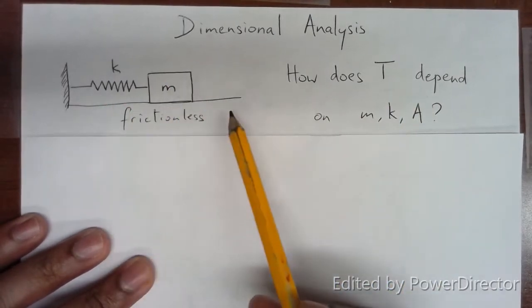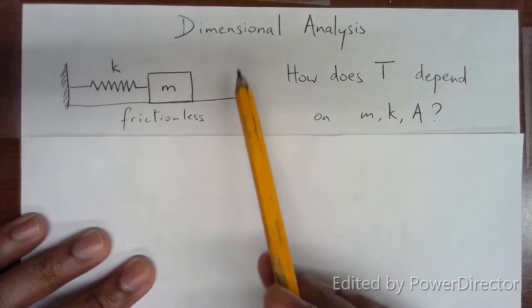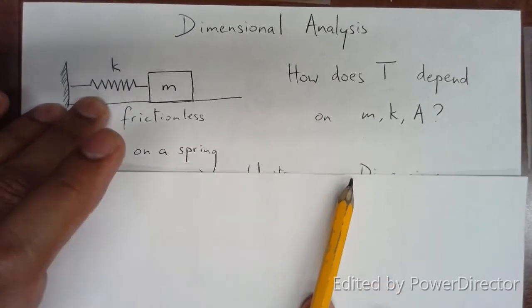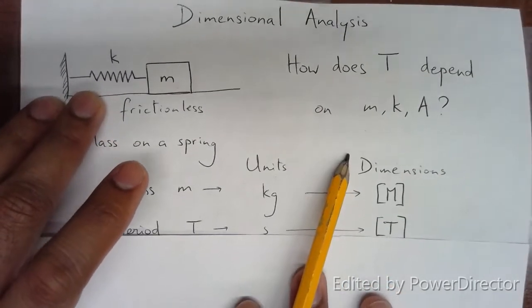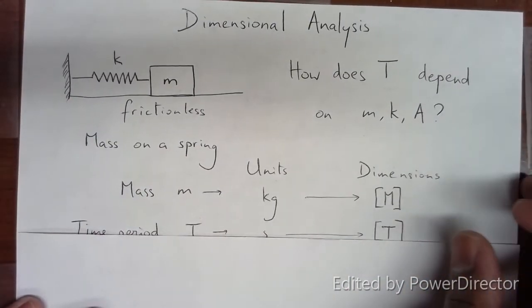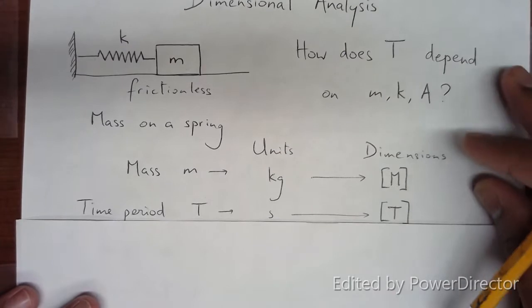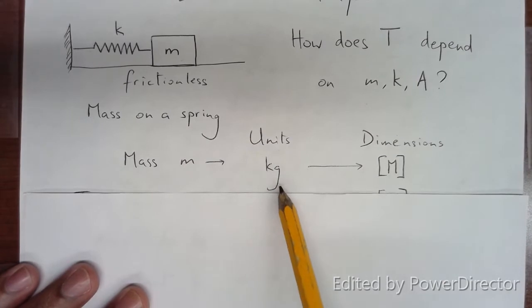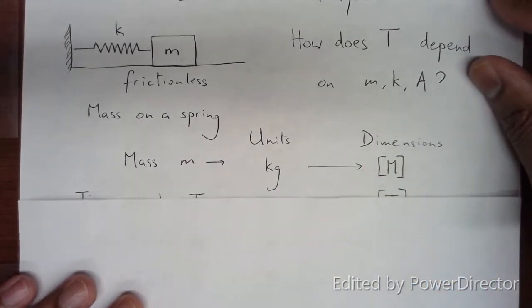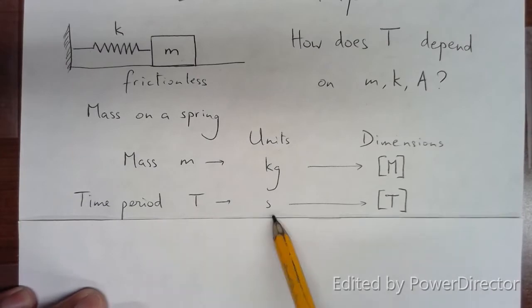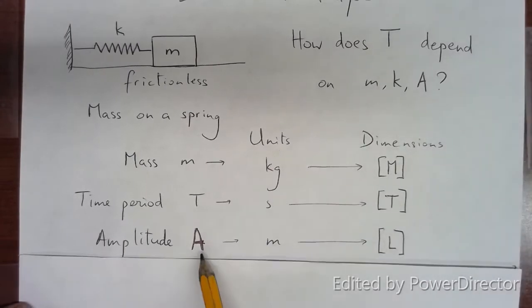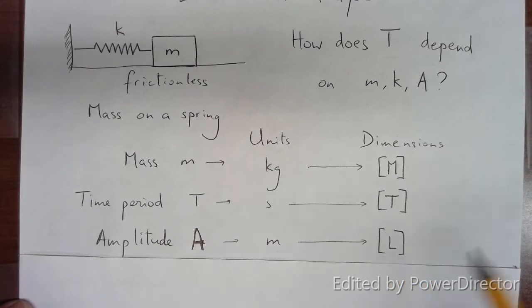Of course, we could set up the equation of motion and then solve it, but dimensional analysis gives us a kind of shortcut. What we do is look at the dimensions of each of the quantities. So, for example, mass has units of kilograms, but we'll just say it has dimensions of mass. Time period t, which we want to find, has units of seconds, with dimensions of time. Amplitude a has units of meters, but again, we'll be working with the dimensions, which are dimensions of length.